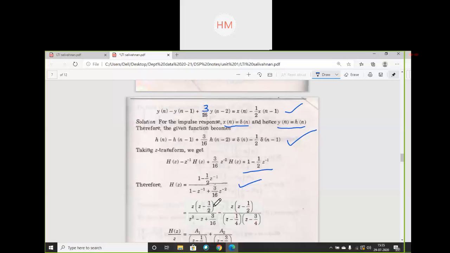Now I will factorize the terms. In the numerator I have a single factor, z minus half. The factors of the denominator will be 1 by 4 and 3 by 4, to get 3 by 16. So these are my factored terms to simplify H of z. Again, numerator and denominator powers are the same, so I will take z to the left hand side, H of z upon z, and the equation will be split as A1 upon this plus A2 upon this. Clear? Now find out the factors A1 and A2. Tell me fast, I'm waiting for your answer.